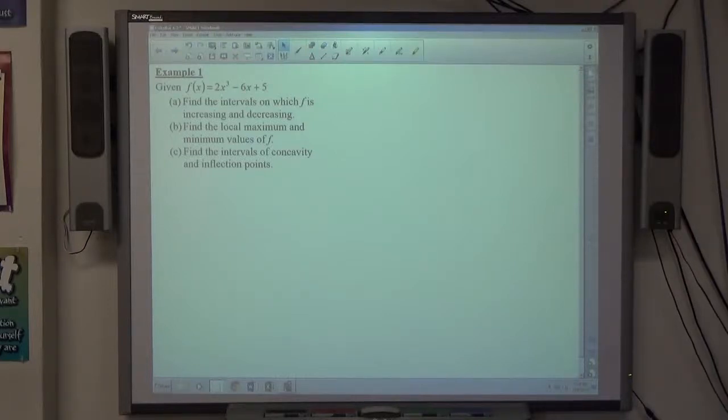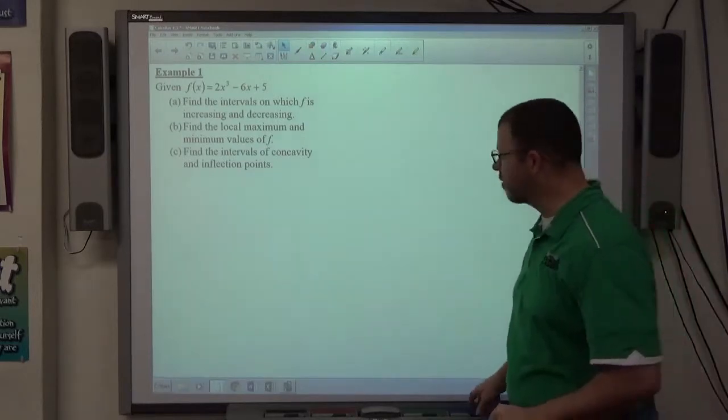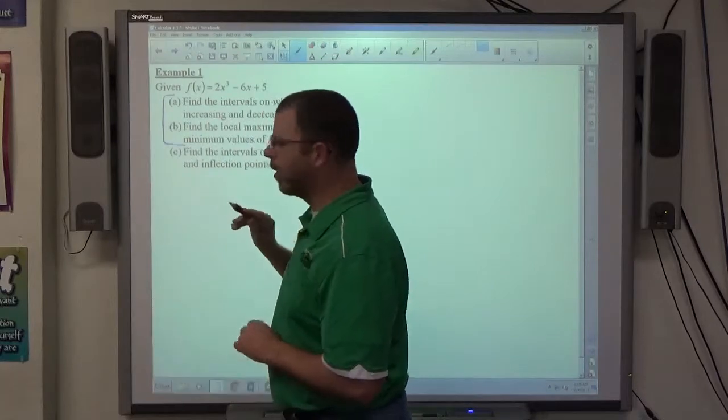Example 1. Given f of x equals 2x cubed minus 6x plus 5, find the intervals on which f is increasing and decreasing. Find the local maximum and minimum values of f, and find the intervals of concavity and inflection points. So, first off, it's very important that we understand where things are coming from.